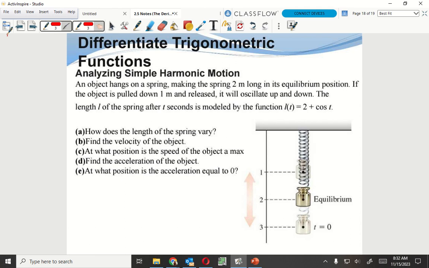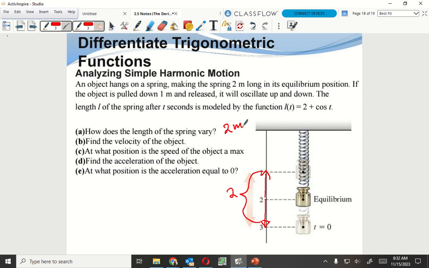So if this is equilibrium, it goes up how much? 1, and it goes down how much? So the total variance is how much? 2. So it goes up and down 2. So that's how much it's going to vary. So this is 2 meters.